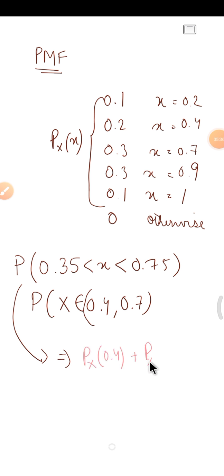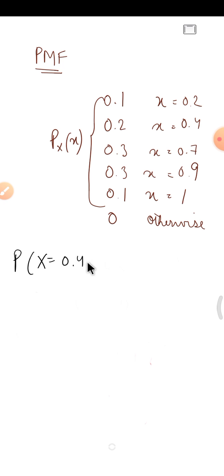Now you can see that this is a pretty easy question, and you can solve it verbally also. But now I'll be giving you a question on conditional probability on the PMF. We have to find P of x equals 0.4 given that x is less than 0.8. Pause this video and try to solve this yourself. I'll explain it in 5 seconds.